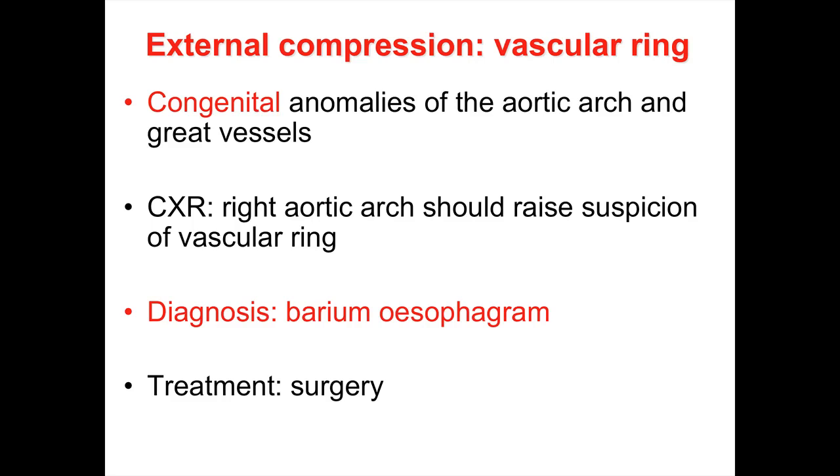External compression from a vascular ring can occur, and this is due to congenital anomalies of the aortic arch and great vessels. 90% of cases are due to double aortic arch or right aortic arch with left ligamentum arteriosum, and clinical features arise from compression of the airway and esophagus. The chest X-ray may show a right aortic arch, which should raise suspicion of the vascular ring. Diagnosis is on barium esophagogram, and treatment is surgical.